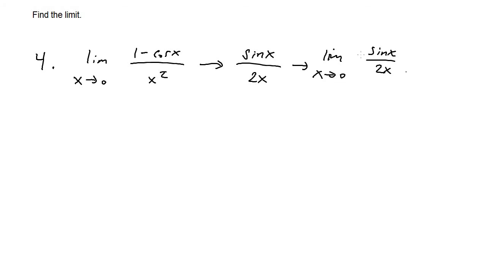Now I'll take the derivative of the numerator. So the derivative of sine x is going to be cosine x. And the derivative of 2x is 2. So now rewriting the limit as x approaches 0 of cosine x over 2. Using direct substitution, plugging in 0 for x, cosine of 0 is 1. So we get our answer of 1/2.